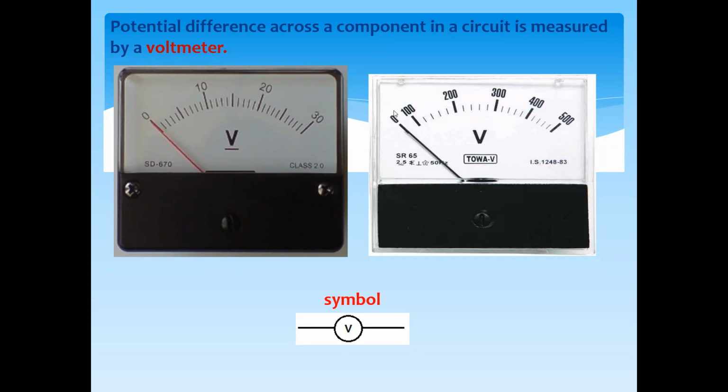An ammeter is always in series because in series the current is the same. A voltmeter is always in parallel because in parallel the voltage is the same. For example, if you connect a 220 volt supply to a 110 volt device, it will not work efficiently.